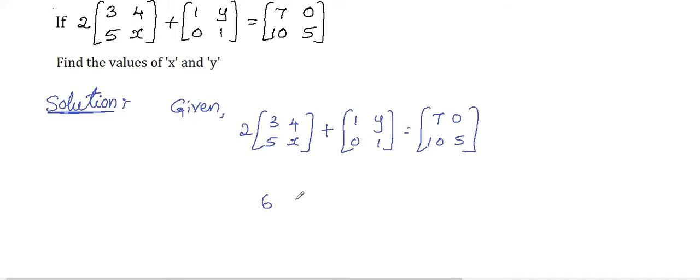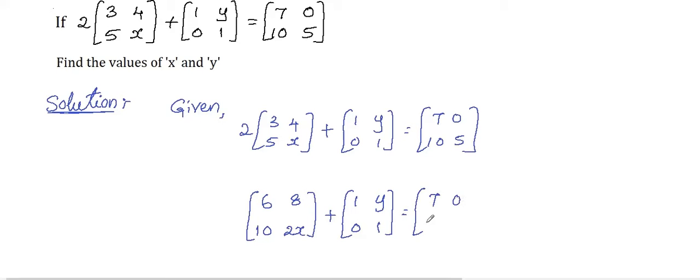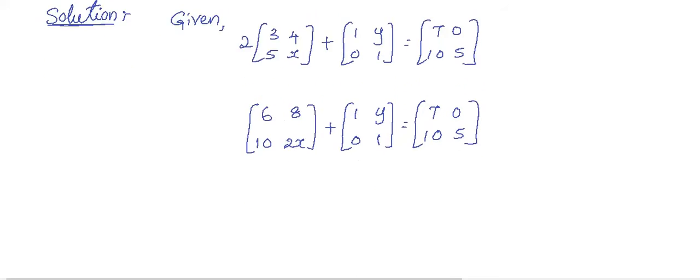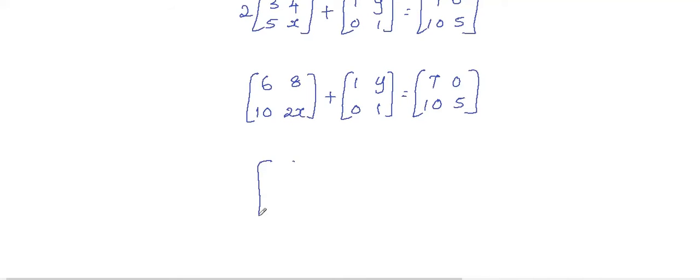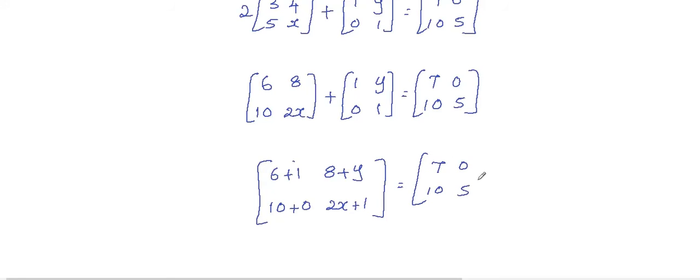Now first multiply by 2. So 2 times 3 is 6, 8, 10 and 2x. And then write down the other matrix as it is. Now add the left hand side matrices. So 6 plus 1, 8 plus y, 10 plus 0, 2x plus 1 equals [7, 0, 10, 5].